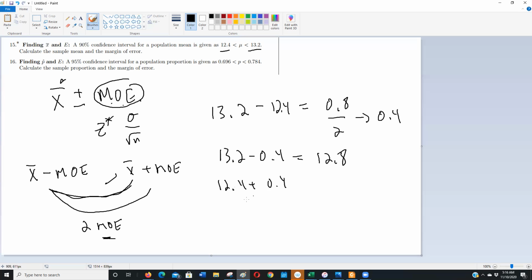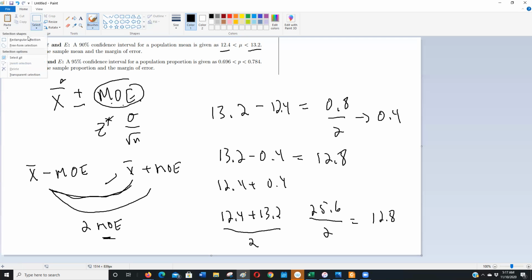Now, the other way to do this without having to find the margin of error is to just add the two numbers together. So it's 12.4 plus 13.2. It's symmetric, so we know the mean will be in the middle, right? Divide that by 2. So what is that? That's 25.6. 25.6 divided by 2. Well, I believe that's 12.8. So that's how you can do it. And this works for proportions. This works for means, okay? Question number 16 is the same thing. Now, if you want to copy that down, stop the video and get that down.